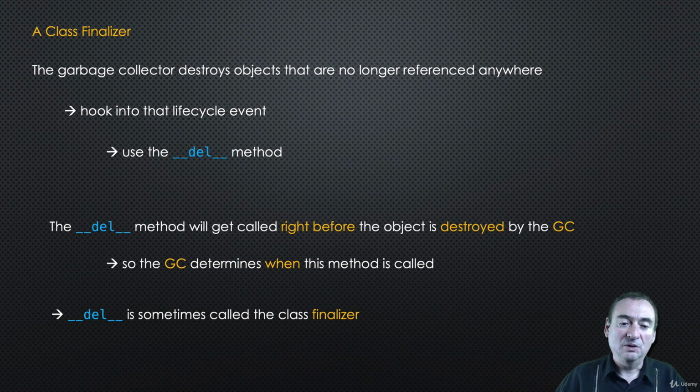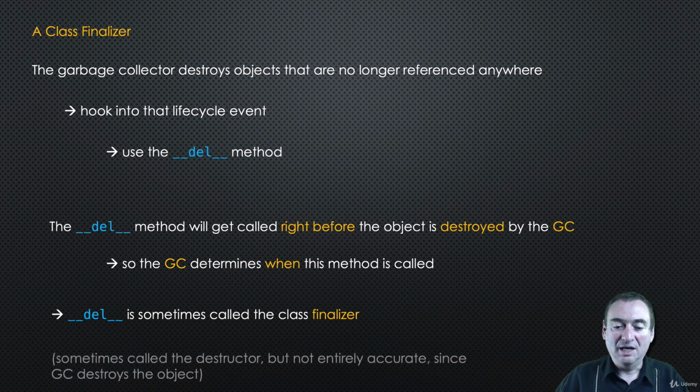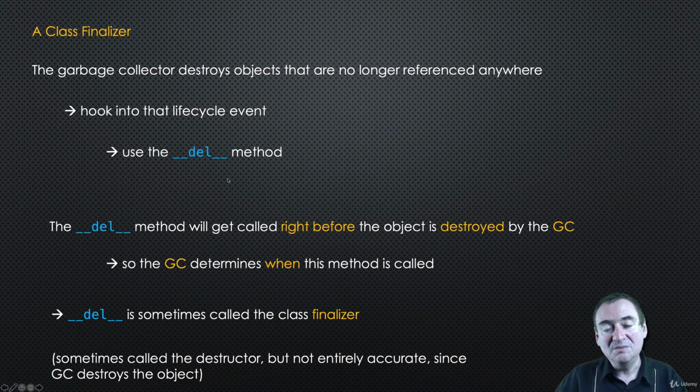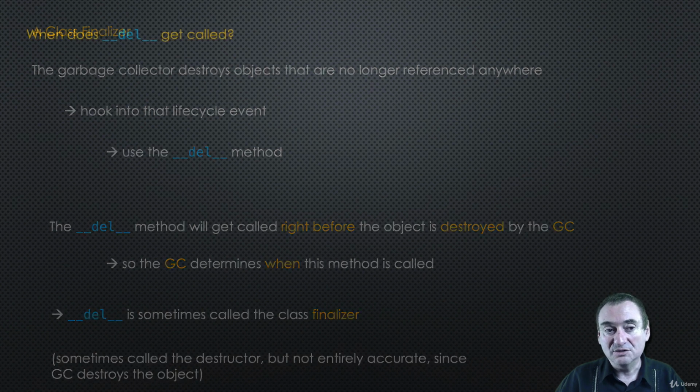So sometimes we call this delete method the class finalizer. Some people sometimes call it the destructor, but that's not really accurate because the garbage collector is the one that destroys the object. All we're doing here is basically injecting a bit of code that runs immediately prior to the object being destroyed by the garbage collector.